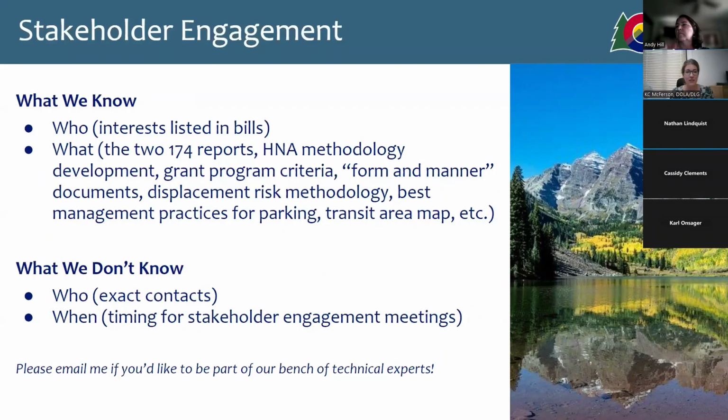What we know is who for the stakeholder engagement, because these laws do list specific interests that need to be included, and specific organizations in some cases. So that's very clear. We also know what. For example, the two reports listed in 174, the housing planning bill, the HNA methodology development, grant program criteria, the form and manner documents, displacement risk methodology, best practices for parking, and the transit area map. There are many pieces that we need to put forward and publish that have mandatory engagement. But what we don't know is, again, who, meaning exact contacts, and when. The timing for some of these meetings, if you were paying attention to the timelines, will come up sooner than later.